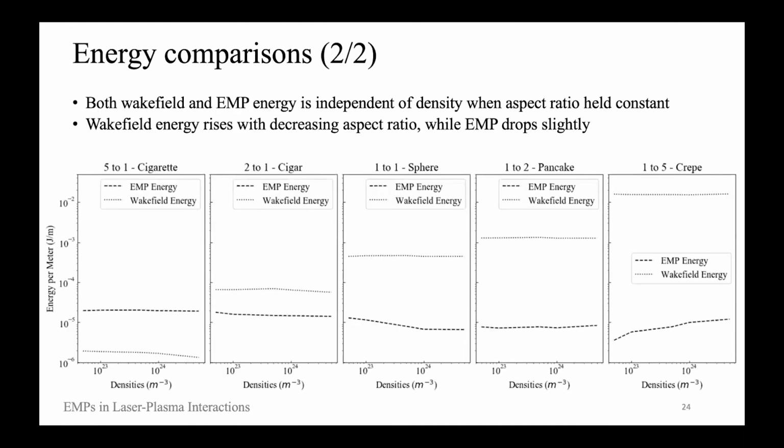Here are those results. And you can see on the left, again, we have that very elongated laser pulse. And then as we move to the right, that becomes much flatter and much wider. And they all have the same Y scale, and you can see the EMP energies in this solid dashed line and the wakefield energies in the dotted line. And the first thing I want to point out is that as long as you're holding the aspect ratio constant, we are seeing that the wakefield and EMP energies are fairly independent of the density, but that the wakefield energy will rise as you increase the aspect ratio, while the EMP drops slightly.